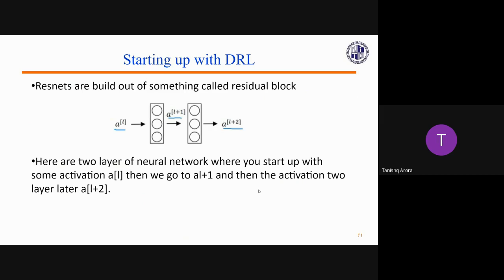Starting with DRL. Let us assume our activation initially is a_l, and it goes to a_l+1 from the first layer, and to the second layer it becomes a_l+2. It is a simple activation function, anything like ReLU.